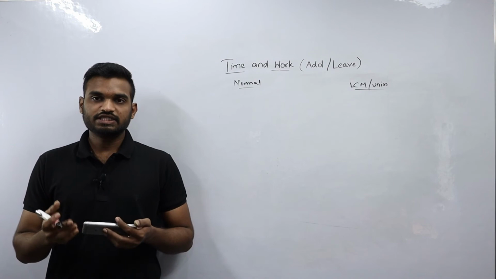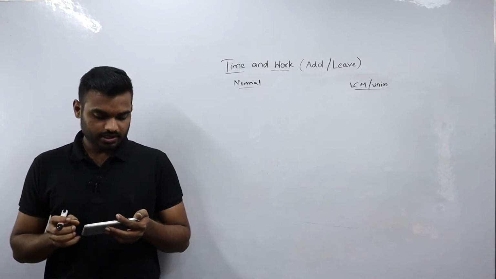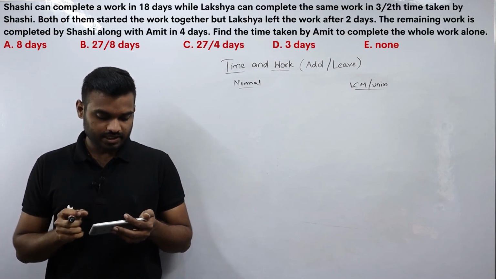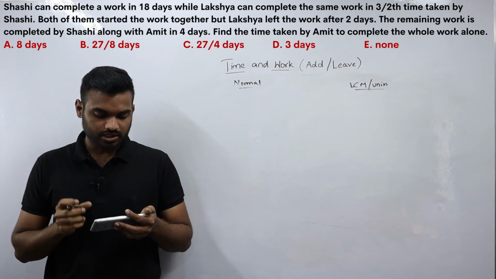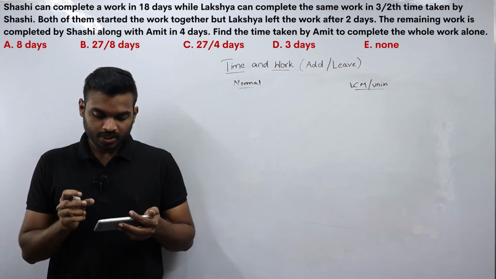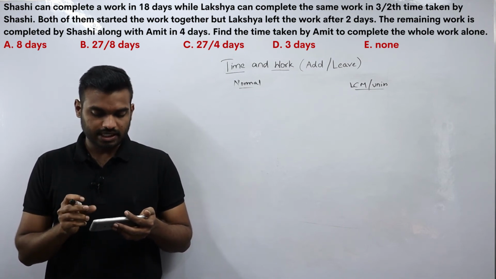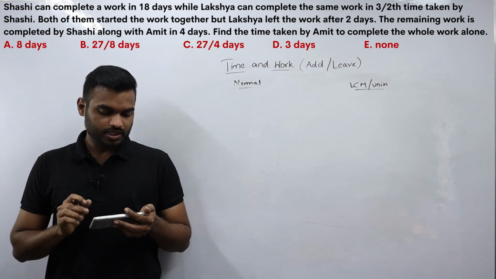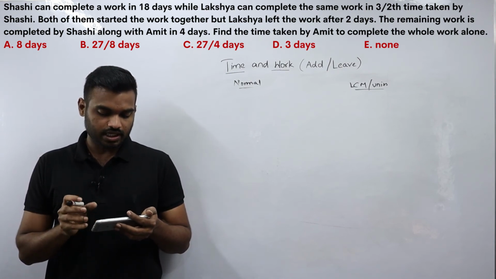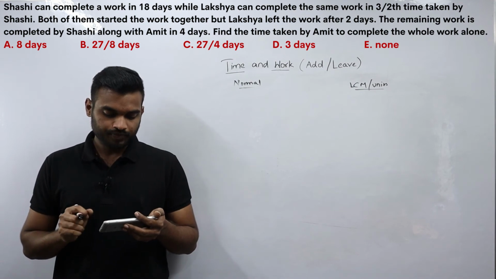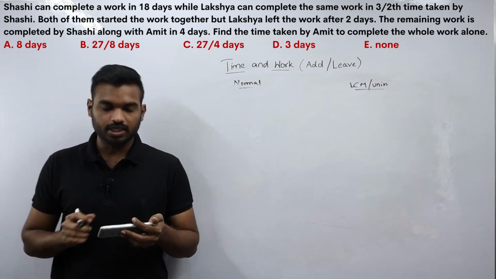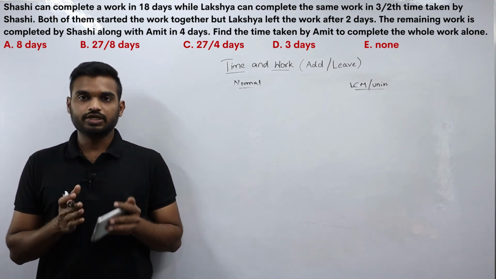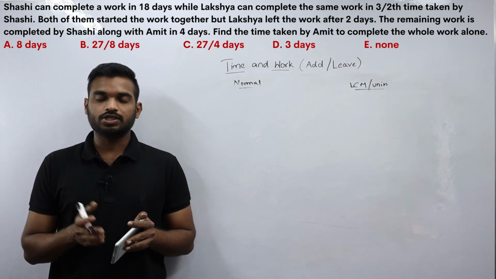Now, let's see the sixth problem. They are saying that Shashi can complete a work in 18 days while Lakshya can complete the same work in 3 by 2 time taken by Shashi. Both of them started working together but Lakshya left the work after 2 days. The remaining work is completed by Shashi along with Amit in 4 days. Find the time taken by Amit alone to complete the work.